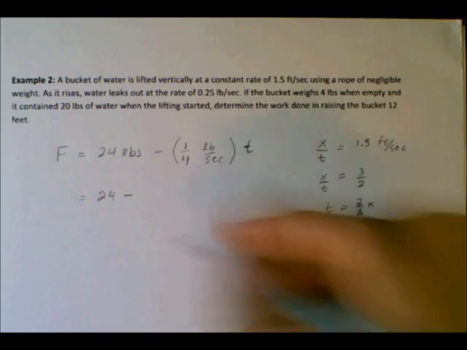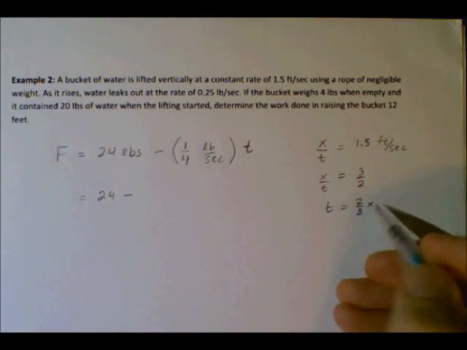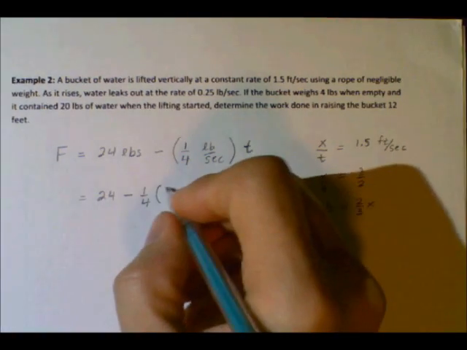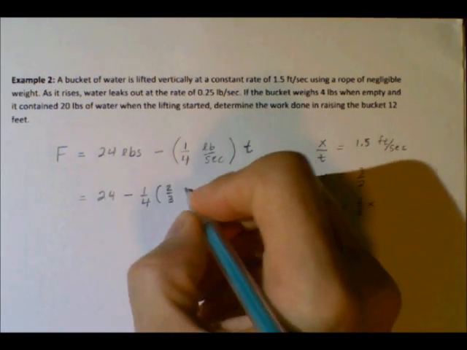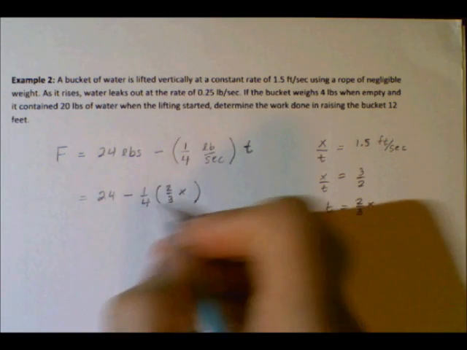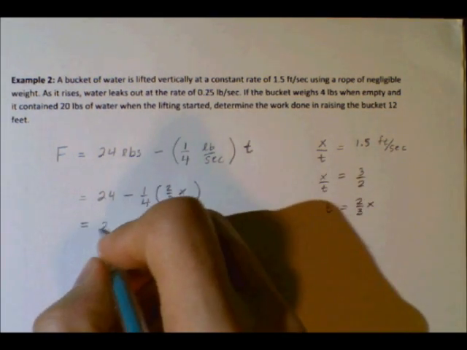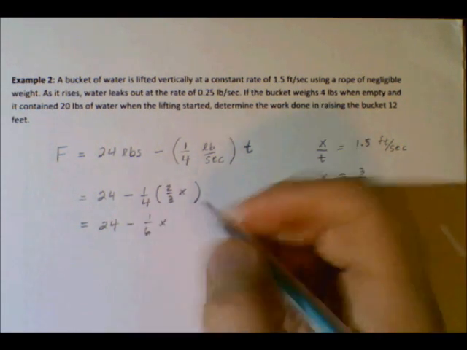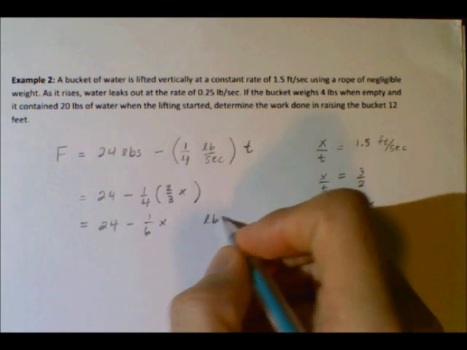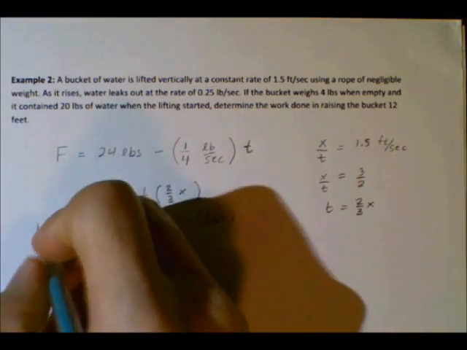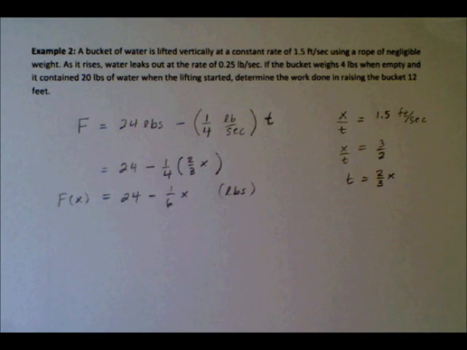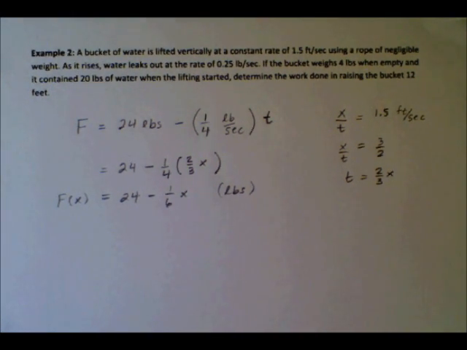My expression is going to change a little bit, though, because I'm replacing t by 2/3 times x. So this is minus 1/4 times 2/3 x. This is in pounds. It reduces to 24 minus 1/6 x. And again, that's in pounds. What's nice is that I have my force as a function of distance rather than time. That's good.